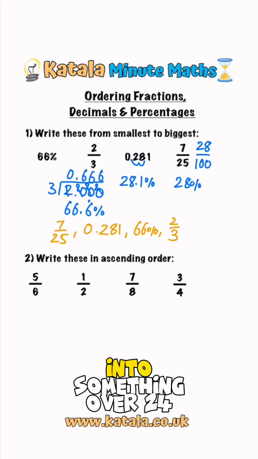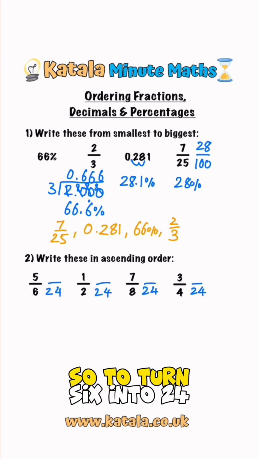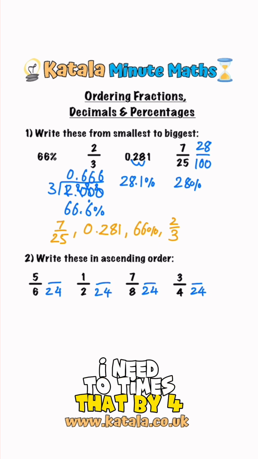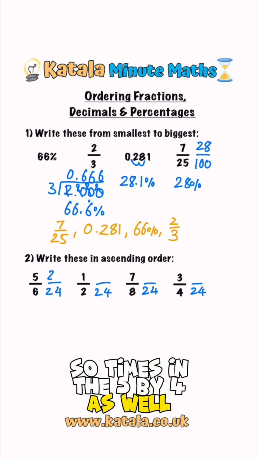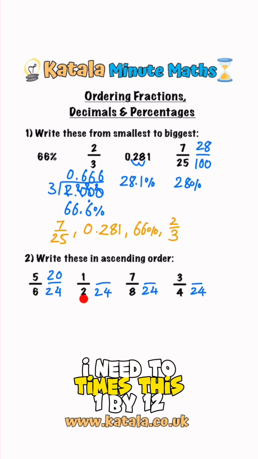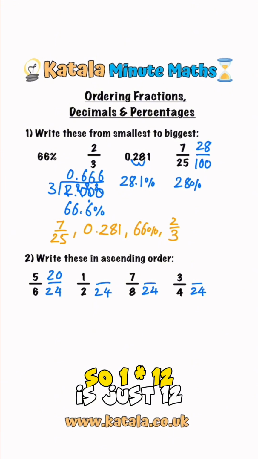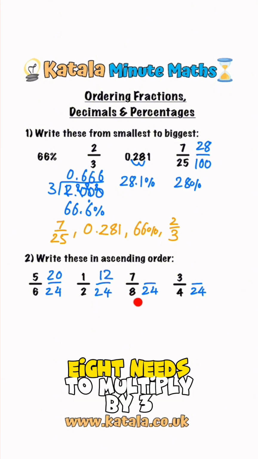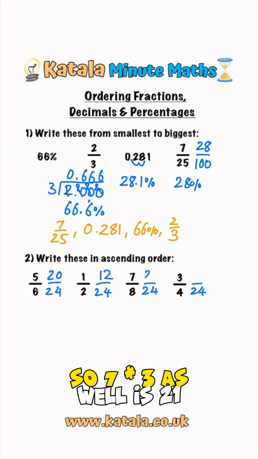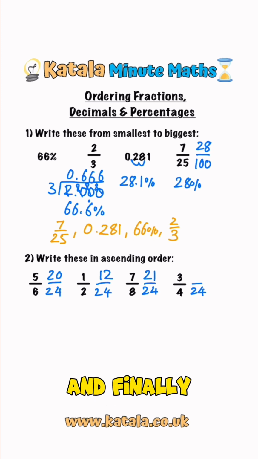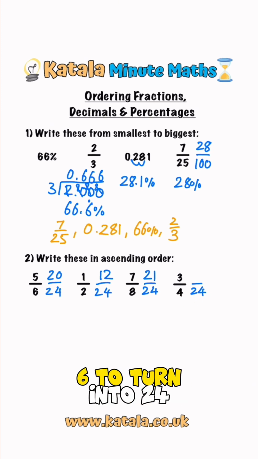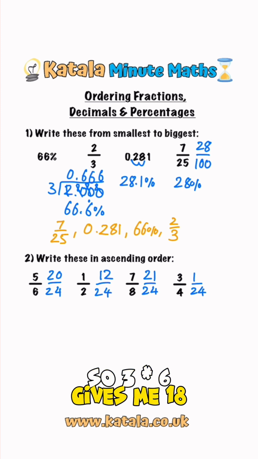So I'm going to turn them all into something over 24. So to turn 6 into 24, I need to times that by 4. So timesing the 5 by 4 as well gives me 20. I need to times this one by 12. So 1 times 12 is just 12. 8 needs to multiply by 3, so 7 times 3 as well is 21. And finally, I need to times 4 by 6 to turn it into 24. So 3 times 6 gives me 18.